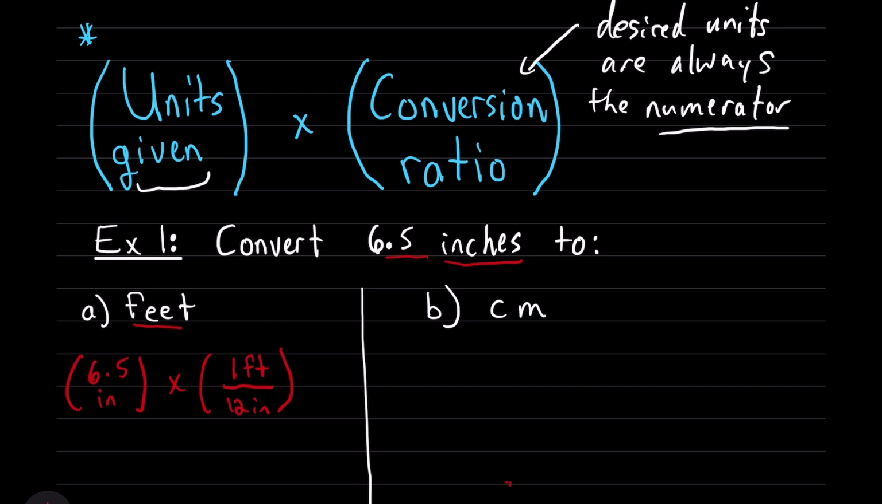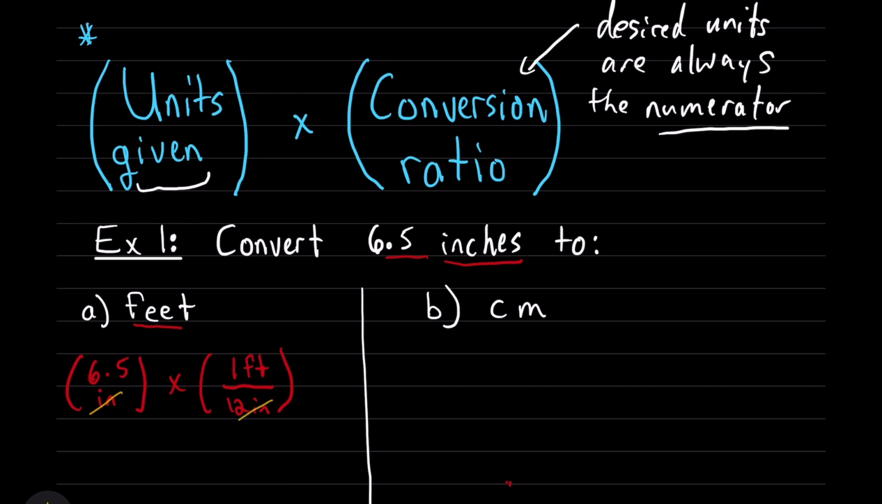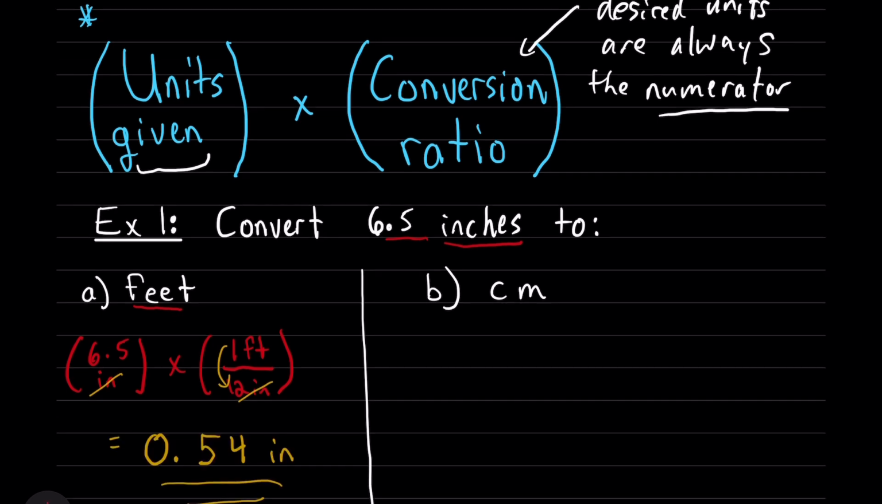And what that would do is the units at the bottom over here, they would cancel out. And you would put in your calculator 6.5 times 1 over 12. And that would give us an answer of 0.54 feet.